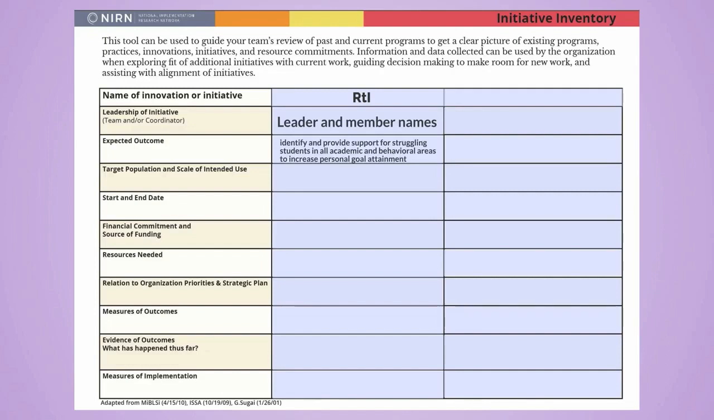For example, an outcome of the RTI initiative may be to identify and provide support for struggling students in all academic and behavioral areas to increase personal goal attainment. Based on your district, the target population could be K-12, or if used at a school level, K-6, and identify which schools implement this initiative. In the next box, list the date your district implemented this initiative and when it is expected to be completed. Some are continuous and should be noted as such.